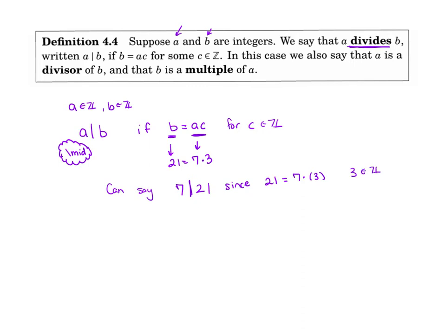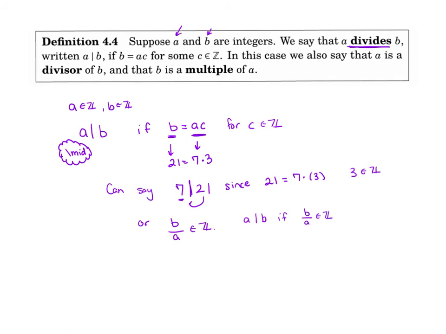So now I think it's going to help make sense of what this means. A divides B means that if you do B divided by A, you get an integer. So another way to say this is that B divided by A is an integer. So A divides B if B over A is an integer.